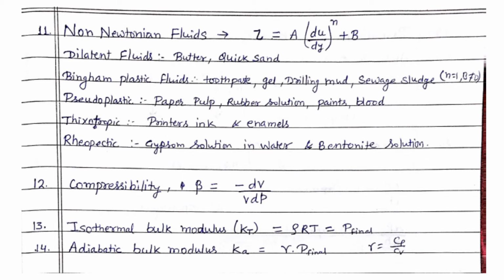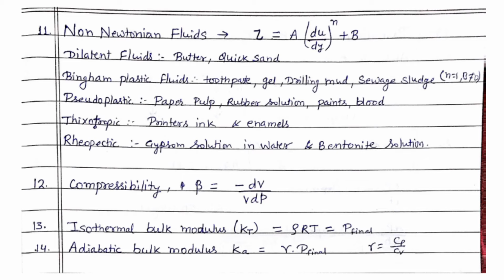So as from the previous slide, non-Newtonian fluids, dilatant fluids, these are the examples: butter, quicksand. Bingham plastic fluids are toothpaste, gel, drilling mud, sewage sludge. Pseudoplastic are paper pulp, rubber solution, paints, blood, then thixotropic are printer's ink, enamels, and rheopectic are gypsum solution in water and bentonite solution. Then the compressibility.